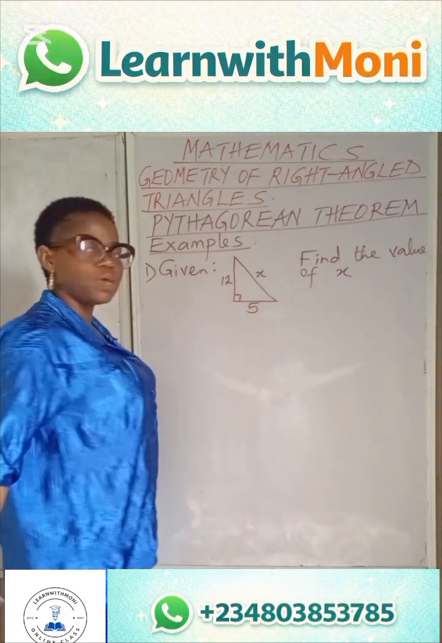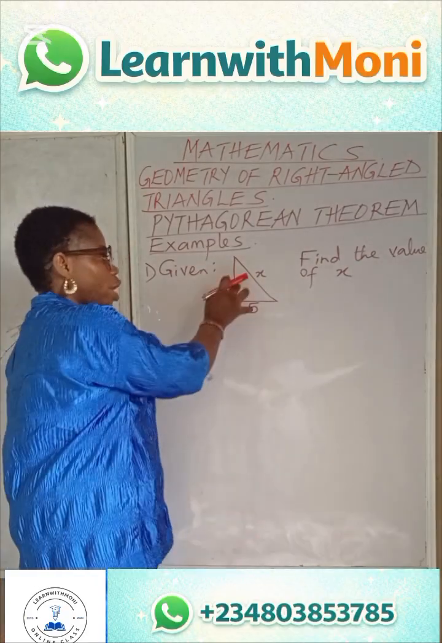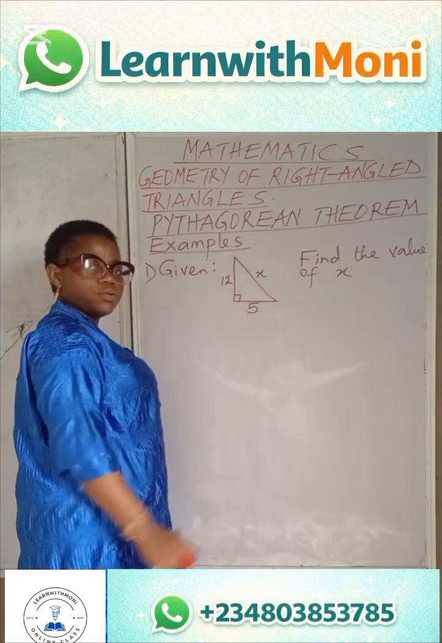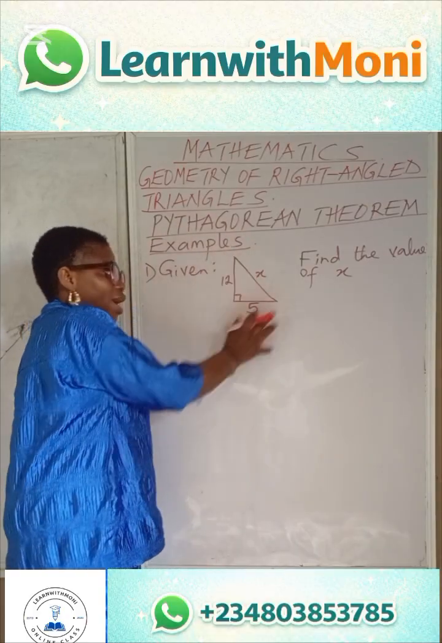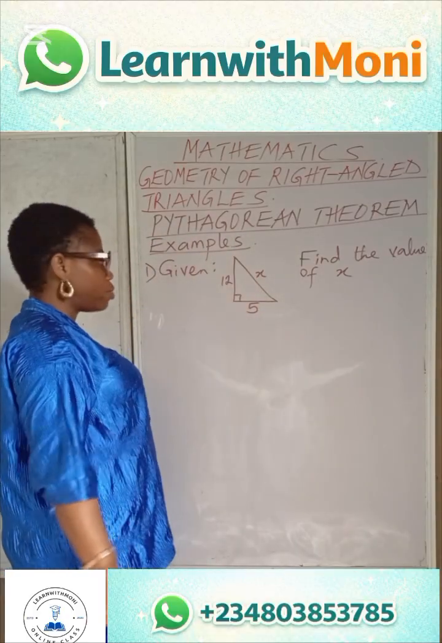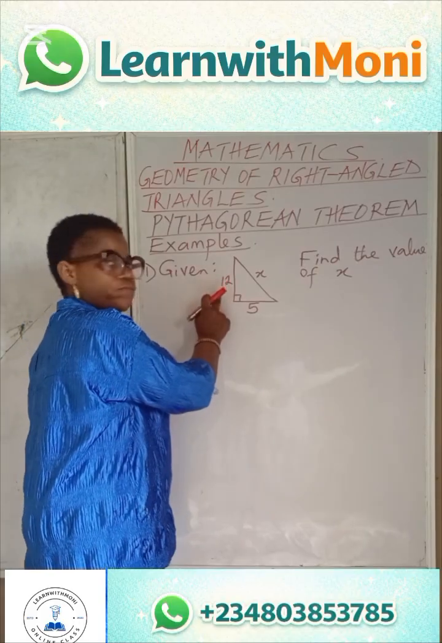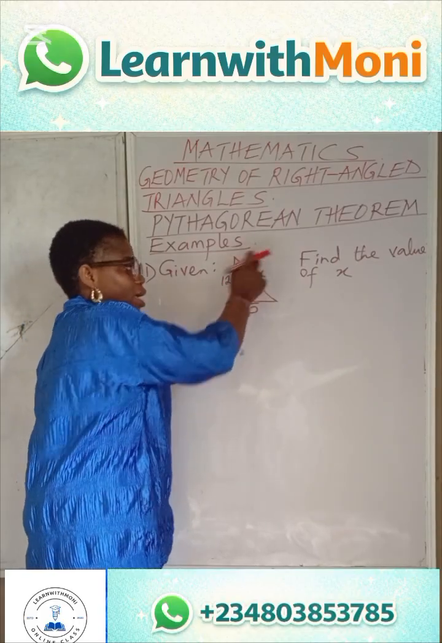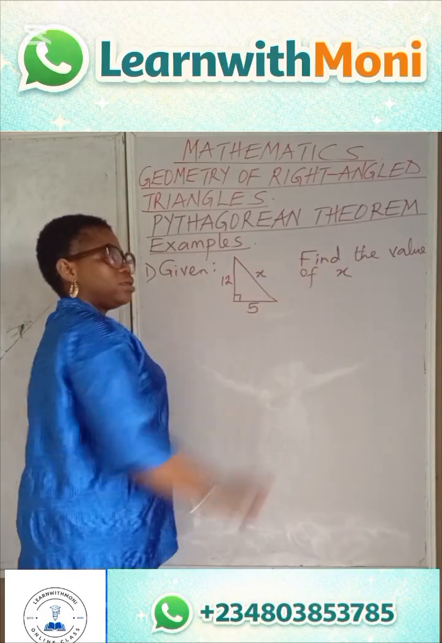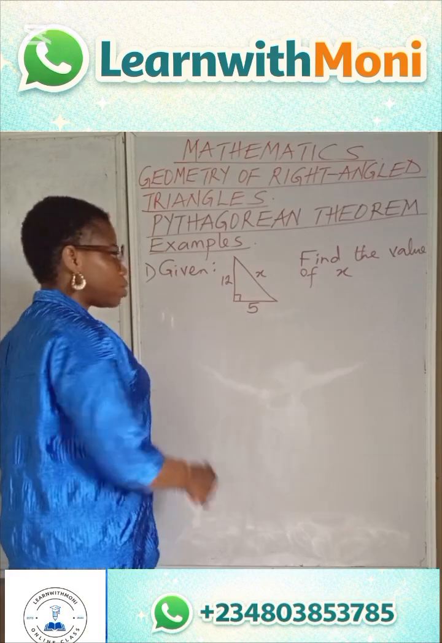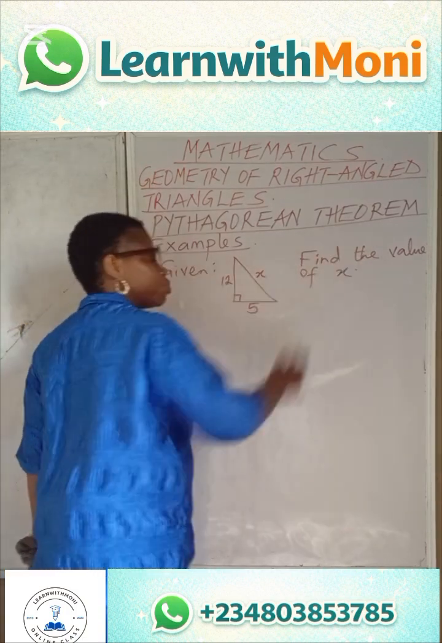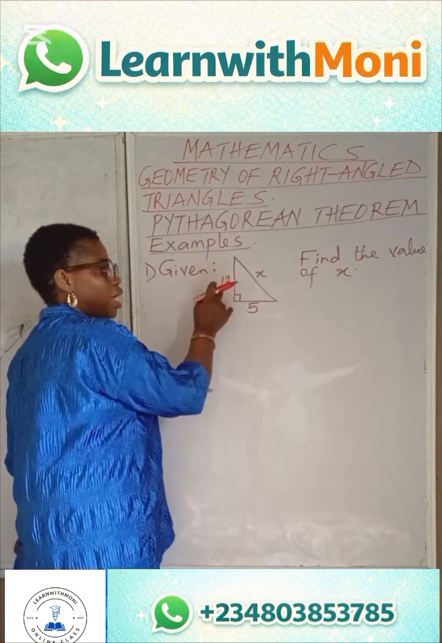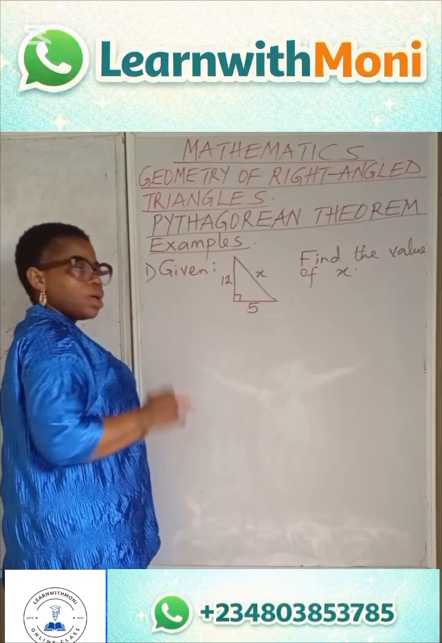This first example says we are given this right angle triangle, and the three sides of the right angle triangle are 12, 5, and x, and we need to find the value of x. We are going to make use of Pythagorean theorem to find the value of x here.